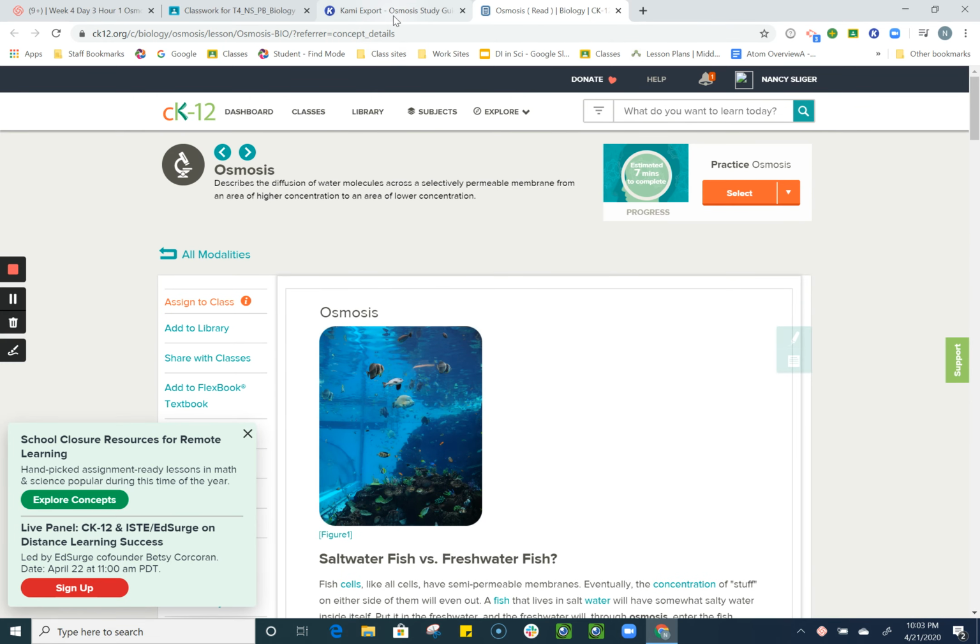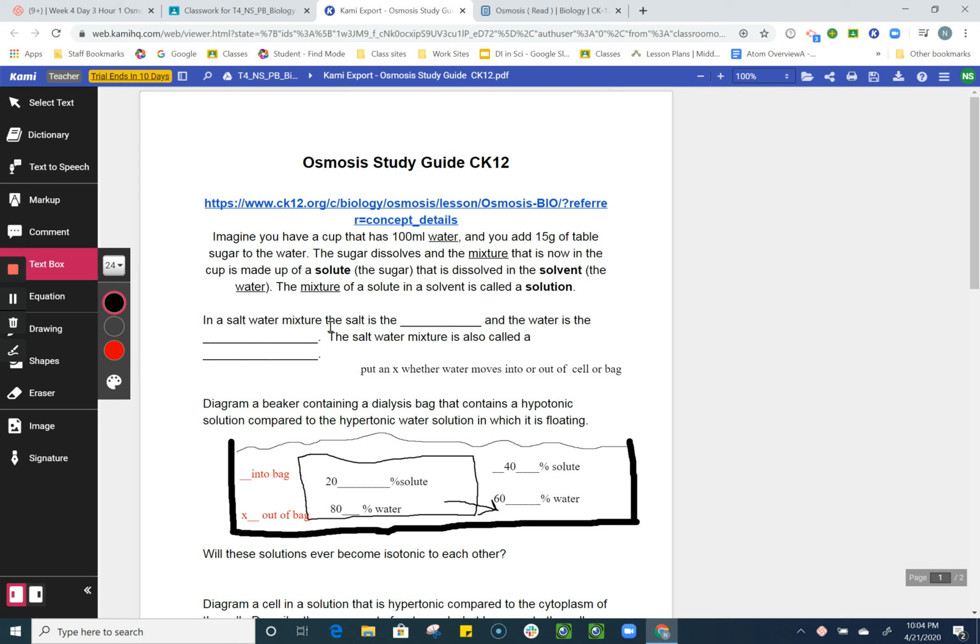So going back here to the CAMI export, in a salt water, let's see. Imagine you have a cup that has 100 milliliters of water and you add 15 grams of table salt or table sugar to the water. The sugar dissolves and the mixture that is now in the cup is made up of a solute, the sugar, that is dissolved in the solvent. The mixture of a solute and a solvent is called a solution. So the sugar is the solute, the water is the solvent.